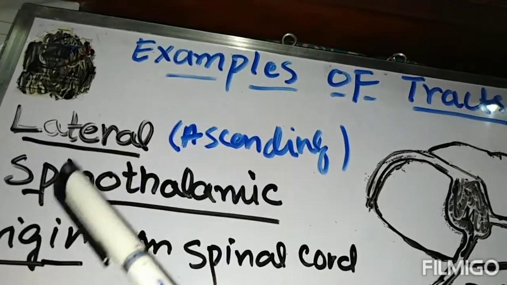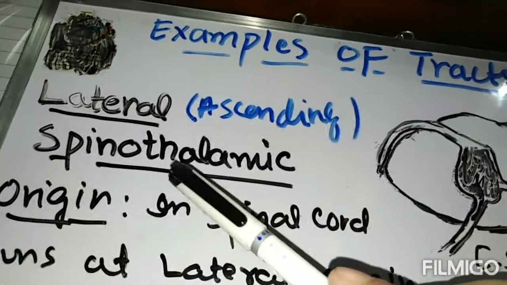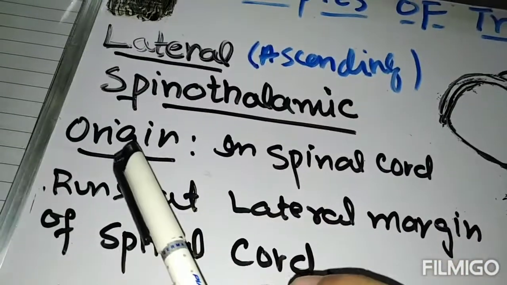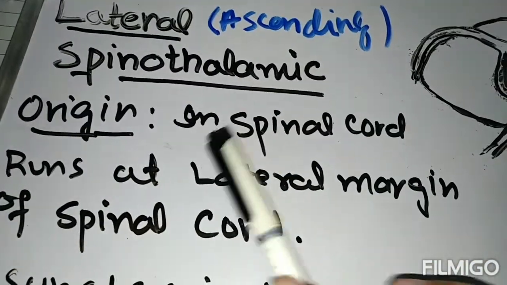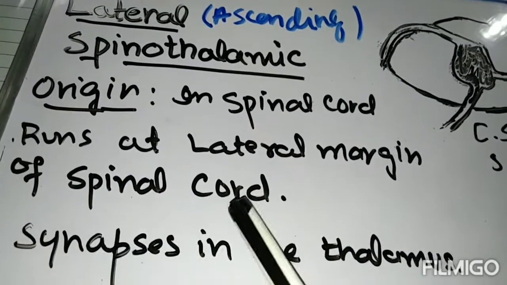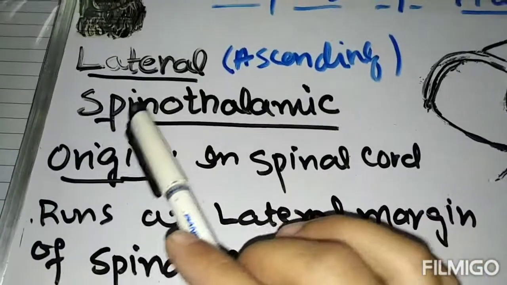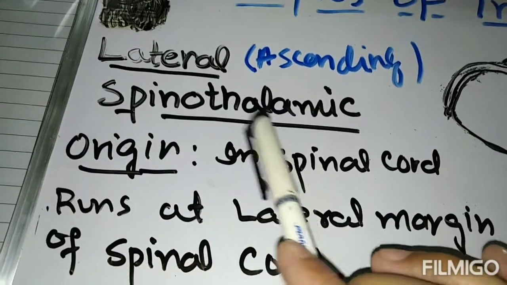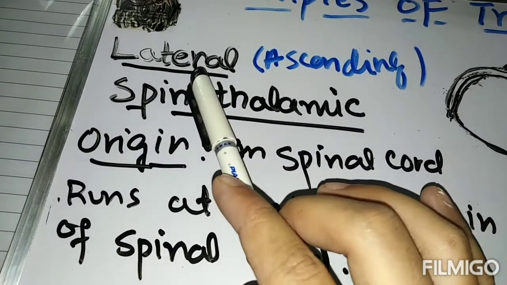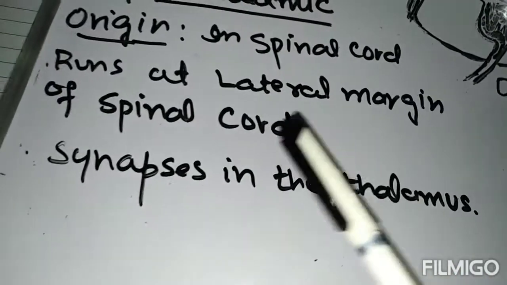There is a tract, the lateral spinothalamic. It is an ascending tract, and tracts are named for their origin and termination. These tracts originate in the spinal cord, run at the lateral margin of the spinal cord, and synapse or end in the thalamus. As its name depicts, spinothalamic: it originates in the spinal cord and synapses in the thalamus. And lateral is because this tract runs at the lateral margin of the spinal cord.